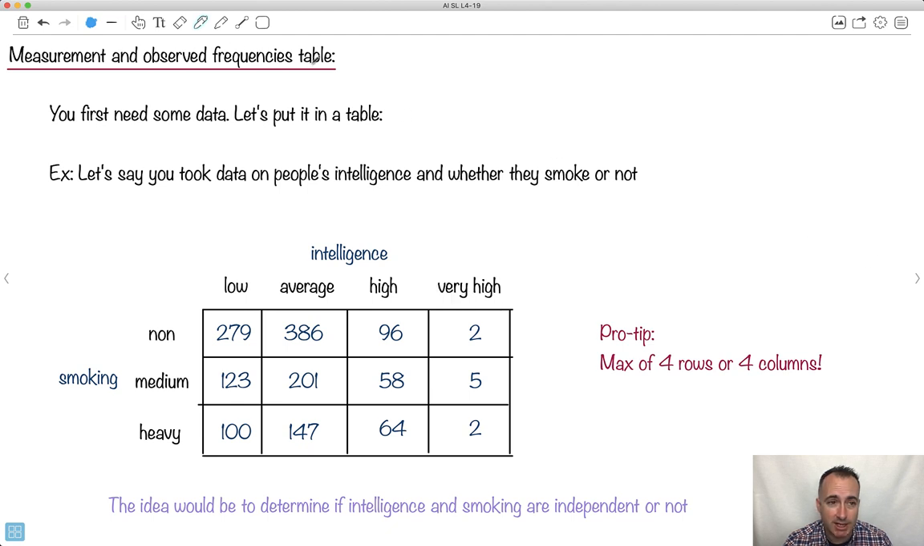All right, so let's look at measurement and observed frequencies. It helps to use an example, so let's put something into a table. So I found some data. This is really interesting. Some people say people who smoke are really dumb, or are they really smart, or whatever. So I actually managed to find some data on intelligence levels.